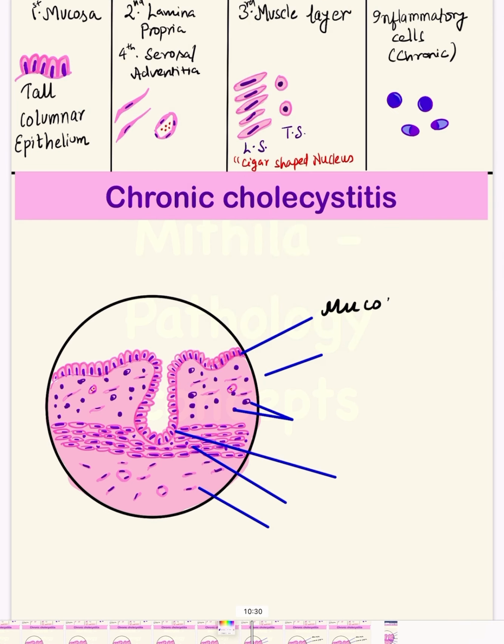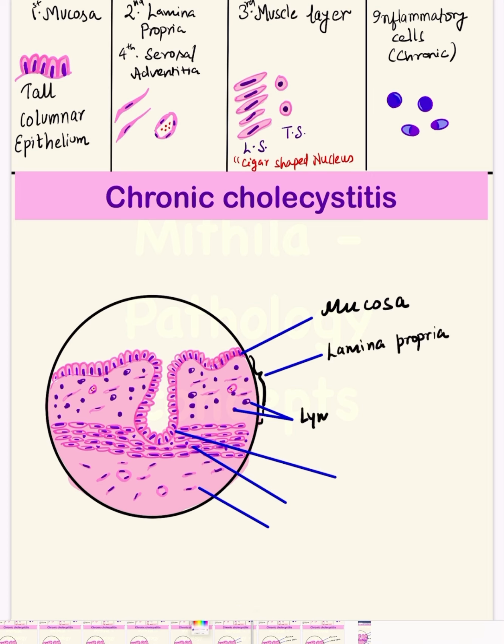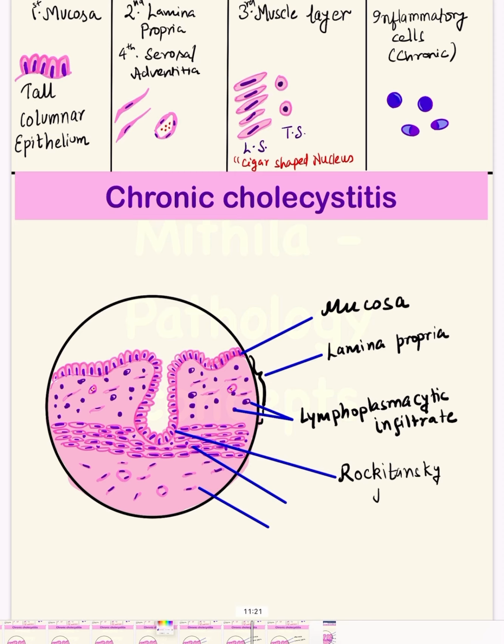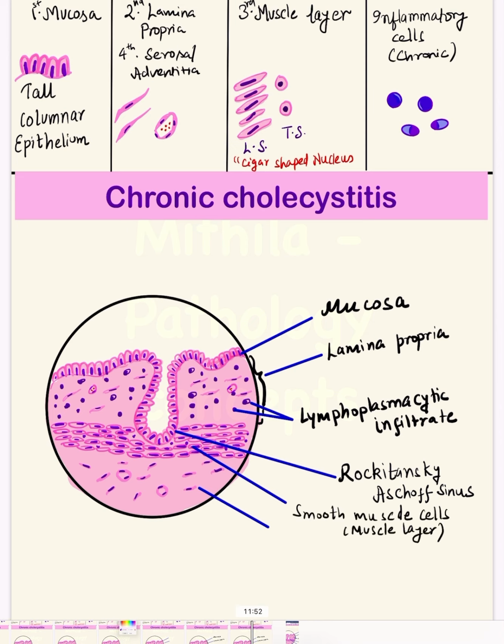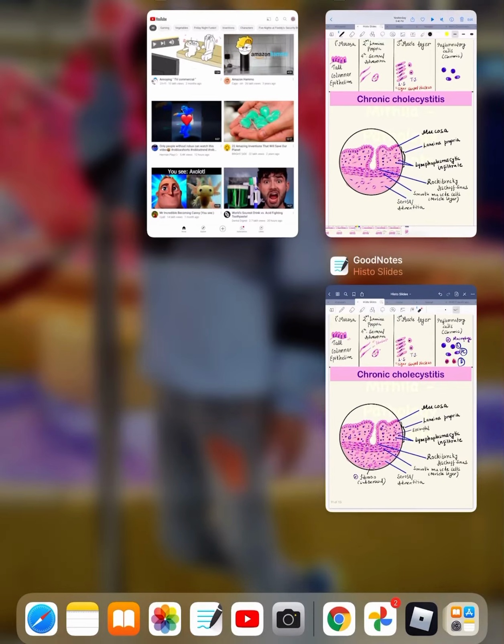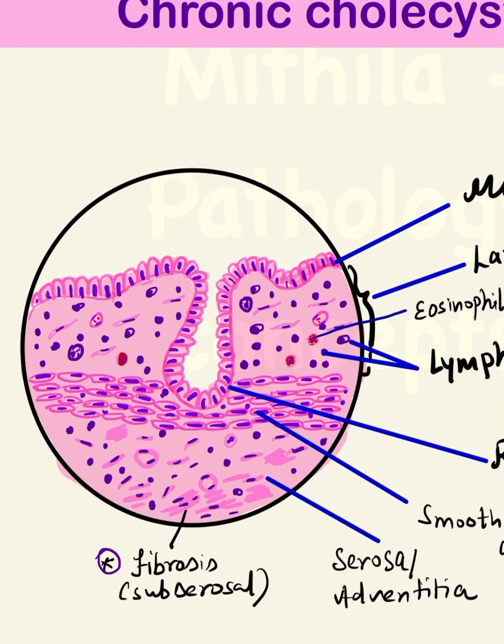And lastly, we will label the mucosa, lamina propria, lymphocytes, and plasma cells. Together, we can call it a lymphoplasmacytic infiltrate. Then the Rokitansky-Aschoff sinus, often seen in chronic cholecystitis. You label the muscle layer. All that information that you have, you label it. Then the serosa or adventitia. Again, you can also draw the inflammatory cells in the serosa. This is the completed diagram.